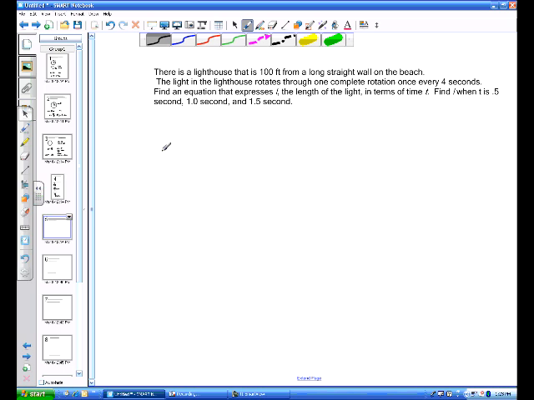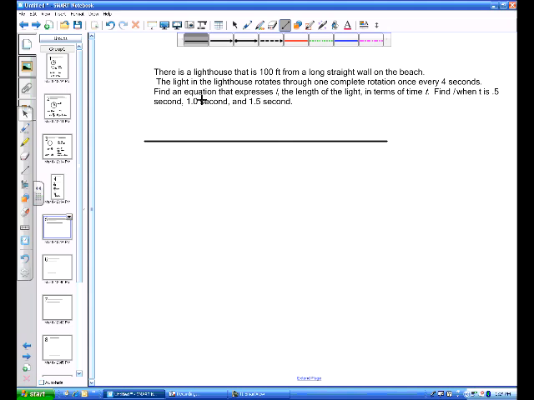Find an equation that expresses L, the length of the light, in terms of time t, and then find L when t is half a second, 1 second, and 1.5 seconds, which will just be a matter of substituting in. So to picture what we have here, we have a wall, and then out in the ocean somewhere, off the beach, we have a lighthouse.